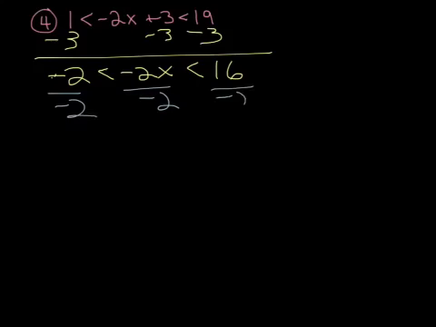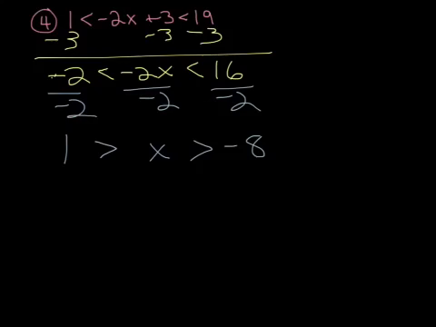However, if you remember, we have a special rule when dividing and multiplying by negatives. So what's going to happen is this is going to become 1, this is going to become x, and this is going to become -8. But unfortunately, we need to remember to reverse our inequality signs.